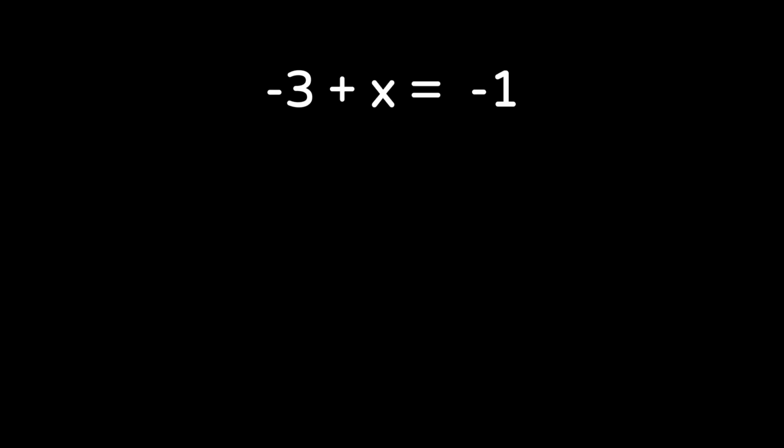To solve for x, we need to isolate it on one side of the equation. This involves eliminating negative 3. The opposite of subtracting 3 is adding 3, so we add 3 to both sides of the equation.